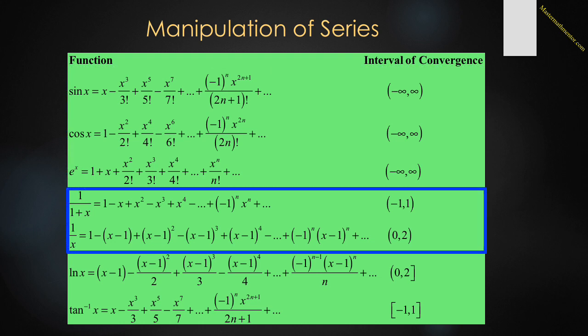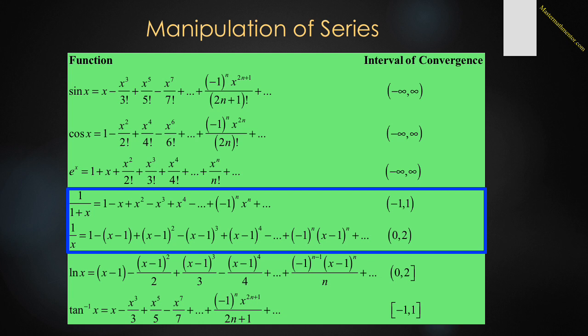We have 2 fractions. The first is 1 over 1 plus x, and this can be written as 1 minus x plus x squared minus x cubed plus x to the 4th minus ... and the general term is -1 to the n x to the n. The interval of convergence for this series is the open interval -1 to 1.